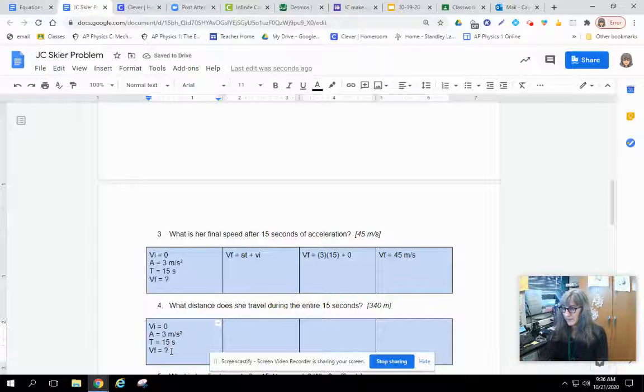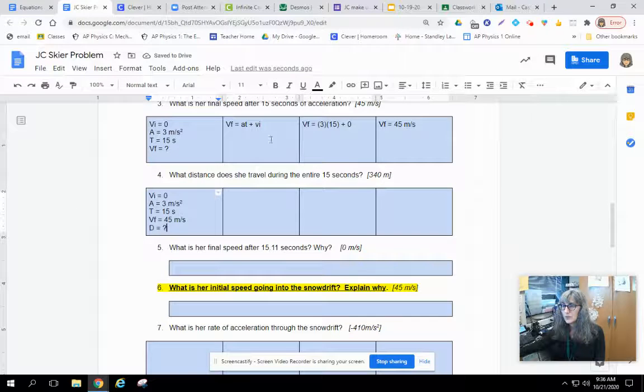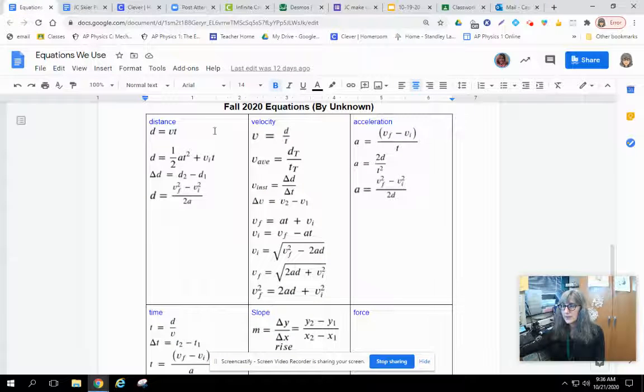Now I know what my V final is, so I can include that one here. And I'm looking for distance. So we go back to our equation sheet to look for an equation that solves for distance. I can't use this top one, v equals d over t, because I have acceleration. Since it's accelerating, this equation does not work for us, so we can't use that one. But the second equation actually does.